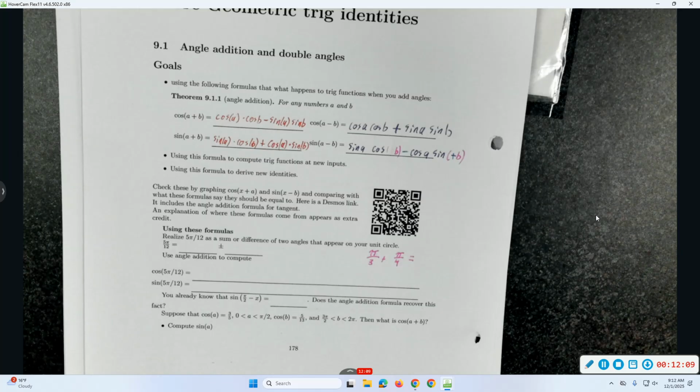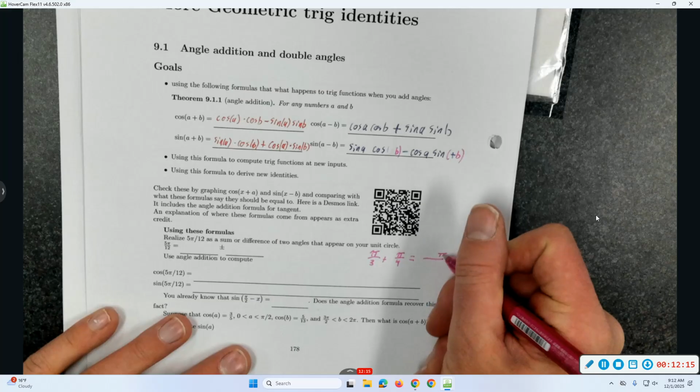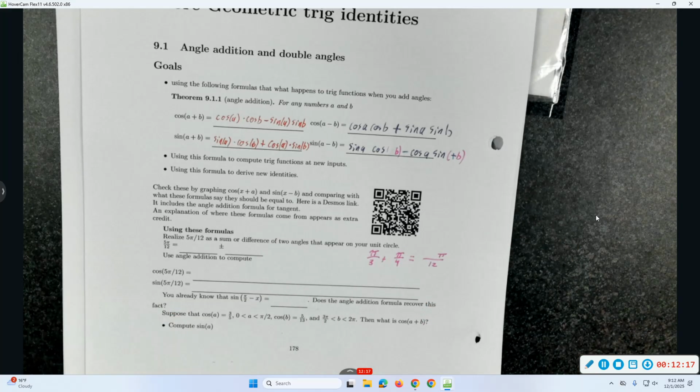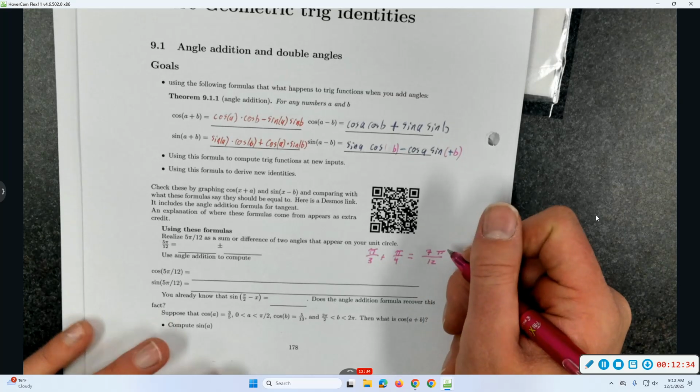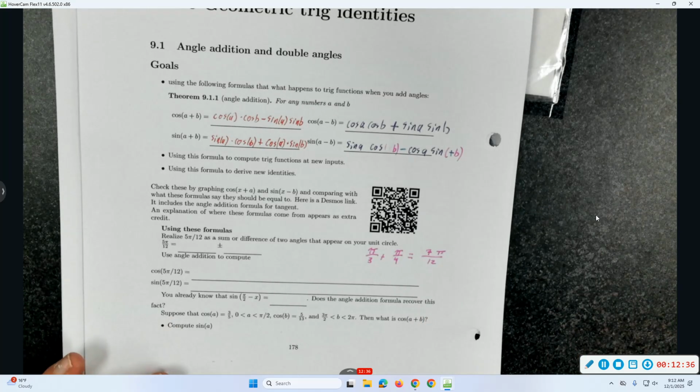What you get? It's definitely something pi over 12. I hear a 7. Cool. How many people have even totally forgotten how you're supposed to add fractions and want me to do that? Okay.